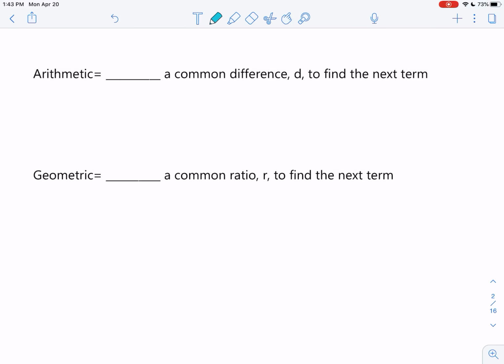A little recap from last time. Remember that arithmetic sequences and series are when you add a common difference d to find the next term. And we found out last time that if I want to find the nth term, I start with the first term and I would add my common difference n minus 1 times. So if I want to find like the 99th term, I would start with the first term and add my common difference 98 times, okay?